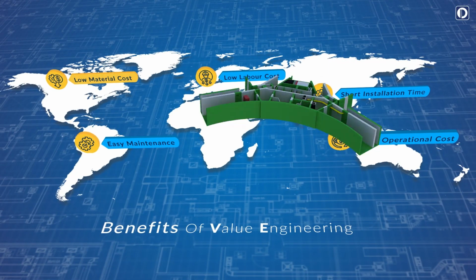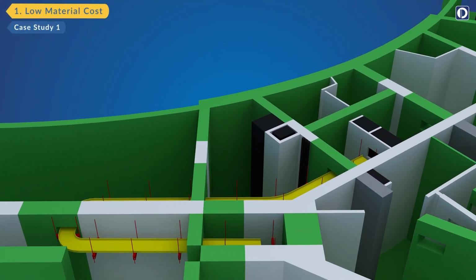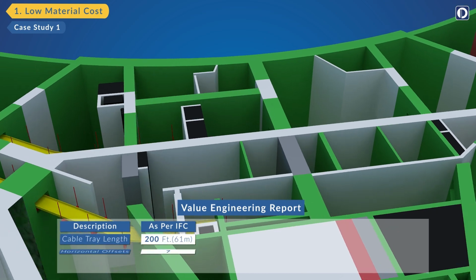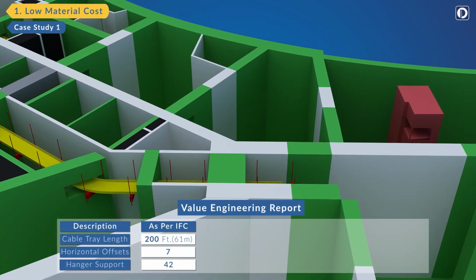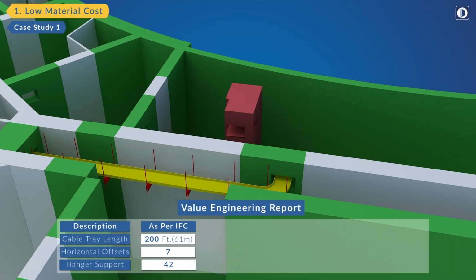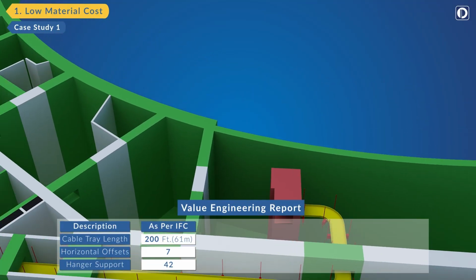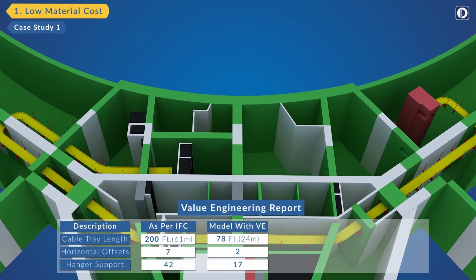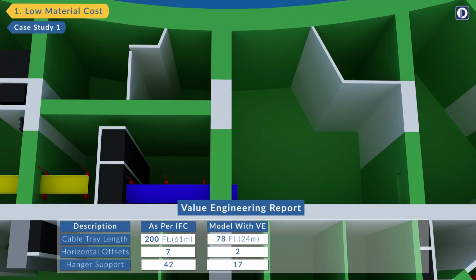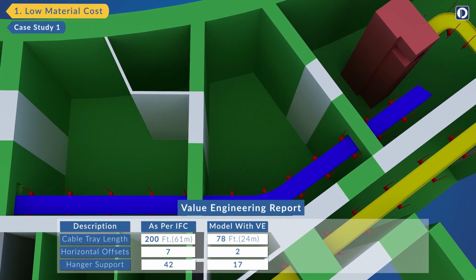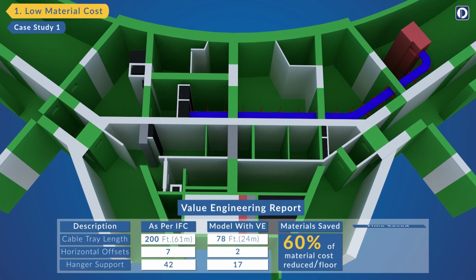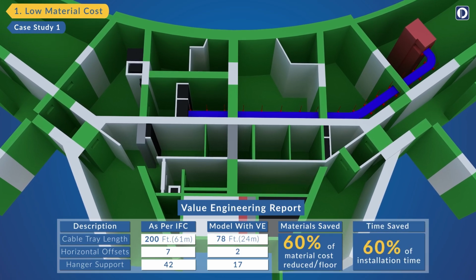Low material cost. As per the input drawings, the cable tray length was 200 feet, horizontal offsets 7, with 42 hanger supports. After value engineering, the cable tray length was 78 feet, horizontal offsets 2, hanger supports 17. Hence, we reduced the material costs by 60% per floor and installation time by 60%.